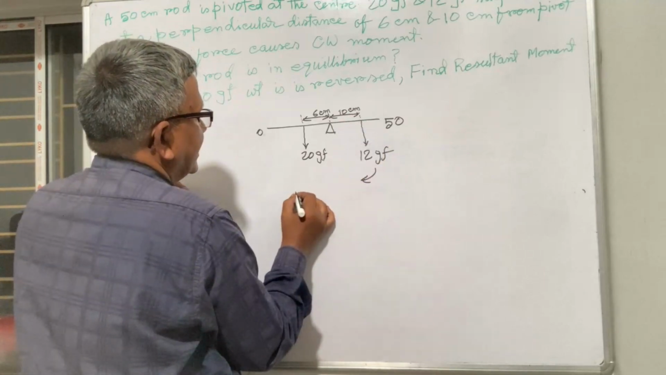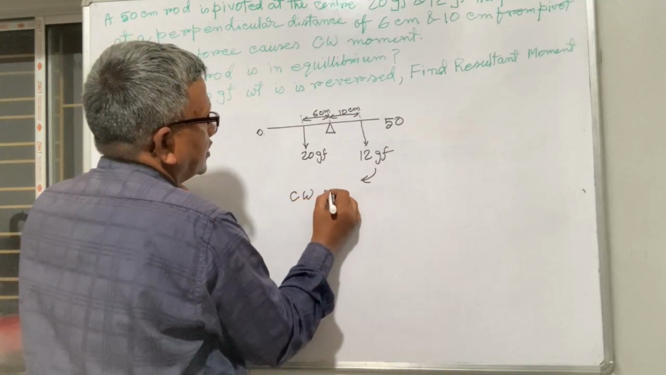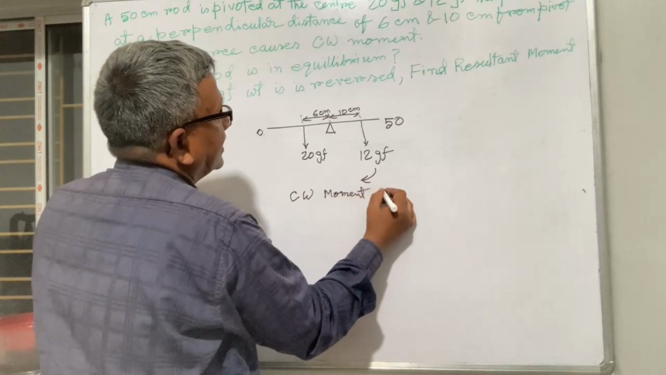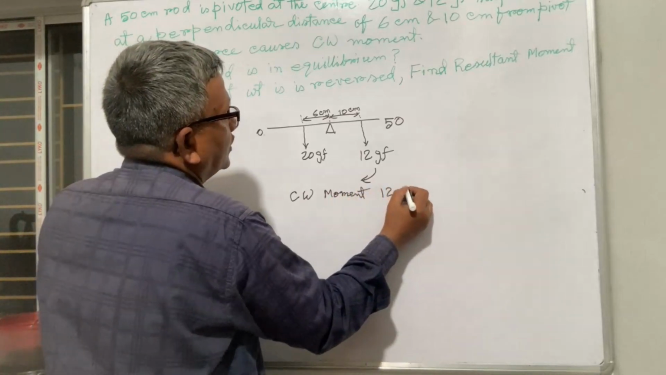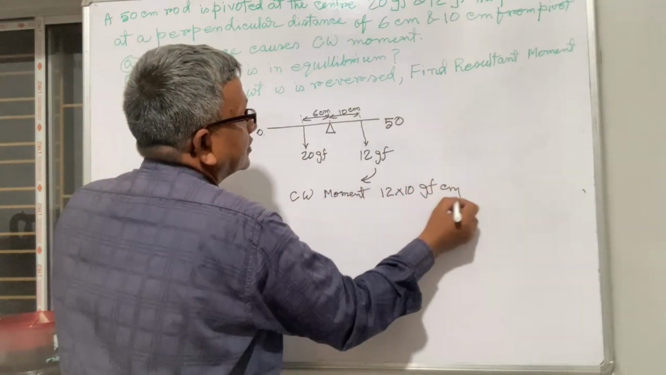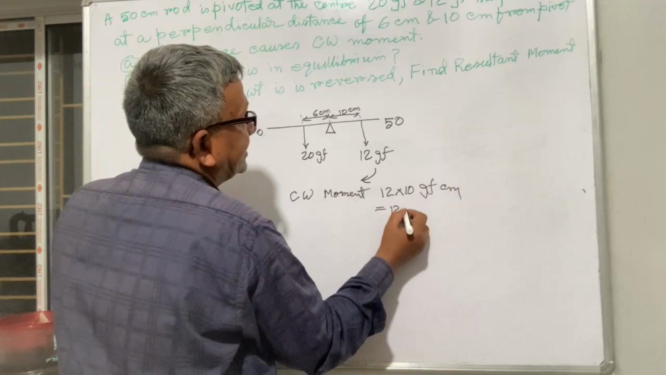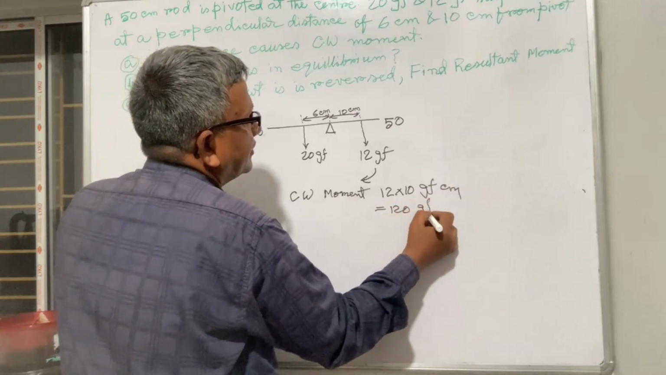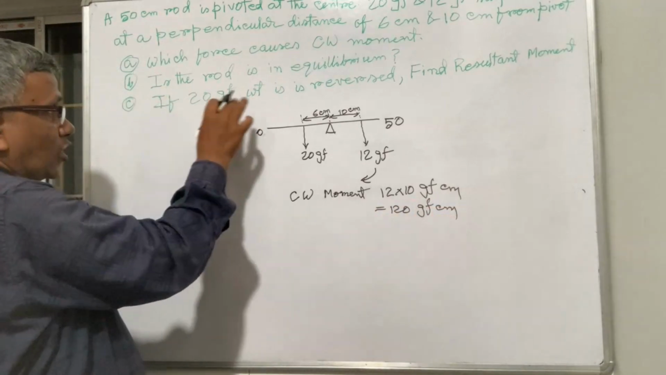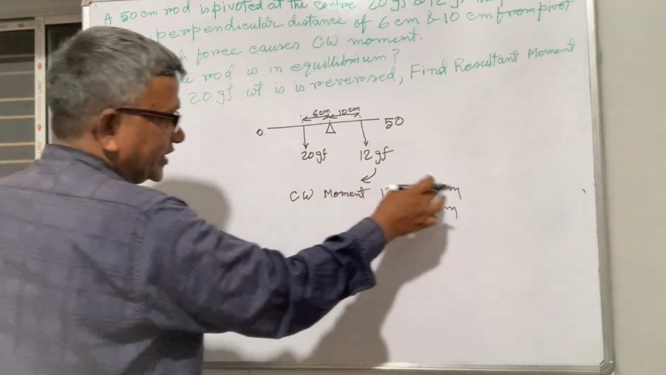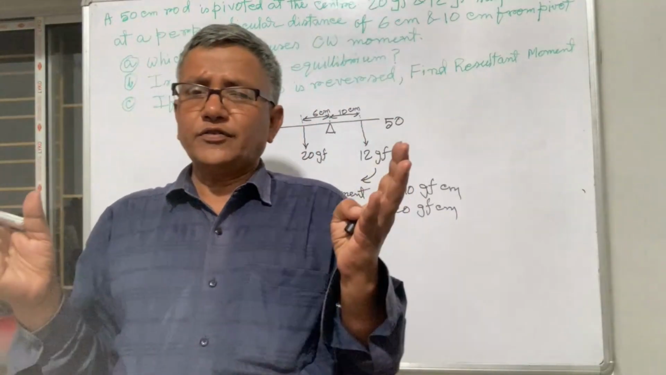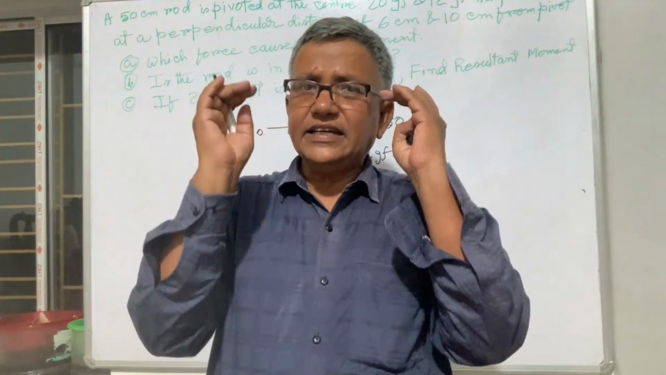Now the clockwise moment, how much will it be? 12 into 10 gram force centimeter, that is 120 gram force centimeter. Very easy. Is the rod in equilibrium? According to the principle of moments, if the clockwise and anti-clockwise moments are the same, then it will be in equilibrium.